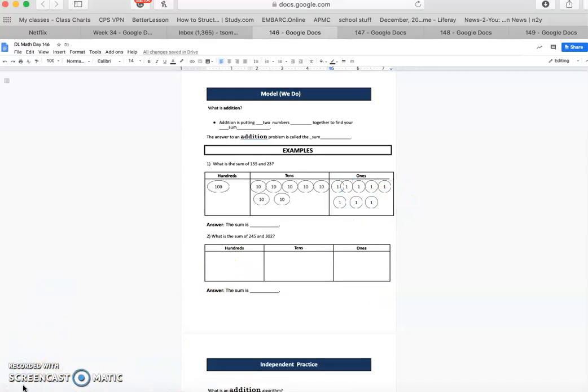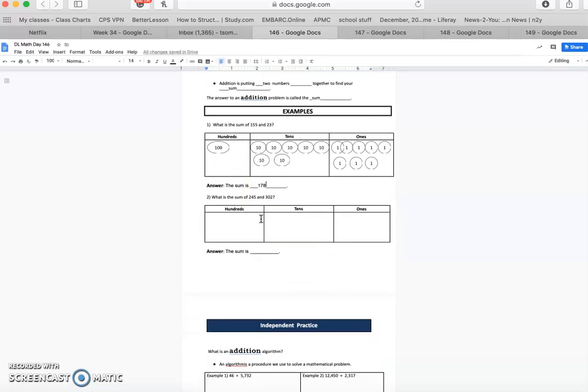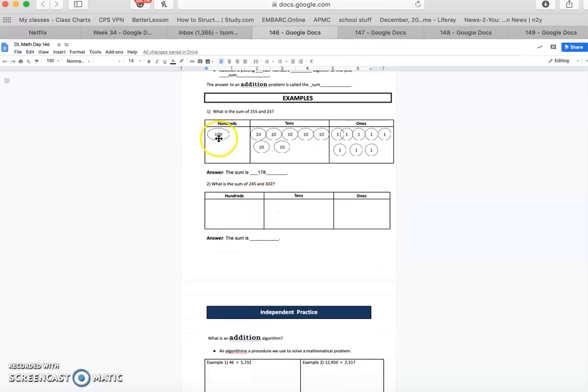Now we have to count them. We have 100 that stayed the same. The tens place did change, so we have 10, 20, 30, 40, 50, 60, 70. So we have 170, and then we have 1, 2, 3, 4, 5, 6, 7, 8. So our sum is 178.